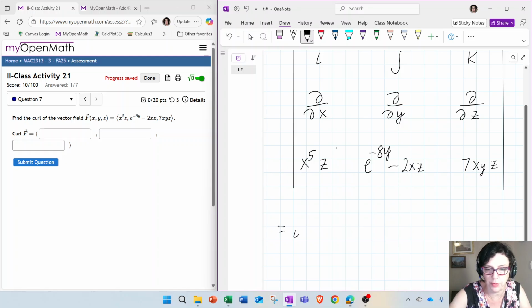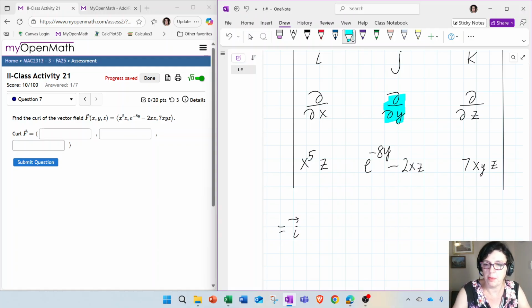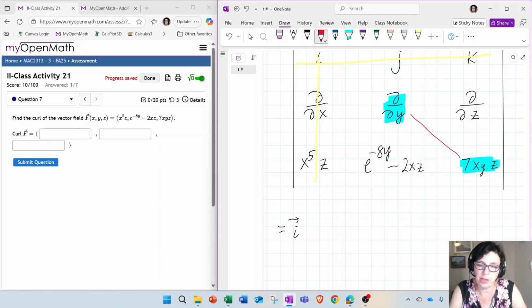So first, let's start with the i component. So what are we going to do? Well, we're going to take this and multiply by that. That's usually what we do, right? Because we cross out the row and column where i is, and then we multiply these together. But in this case, you're not really multiplying, you're actually finding the derivative. So it may look like you're multiplying, but no, you're finding the derivative with respect to y of 7xyz. Okay, so that's your first step.